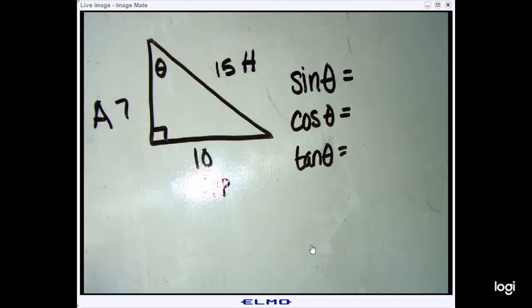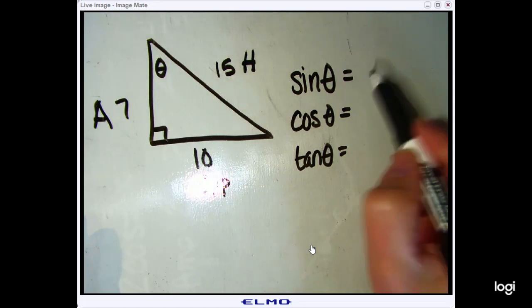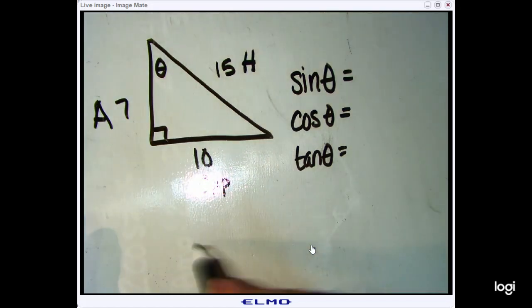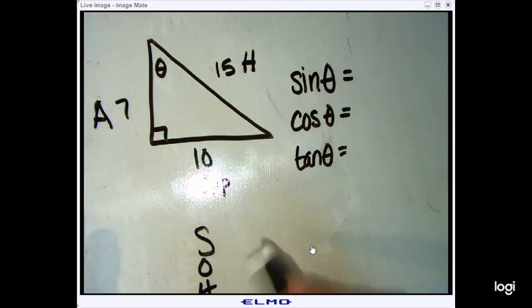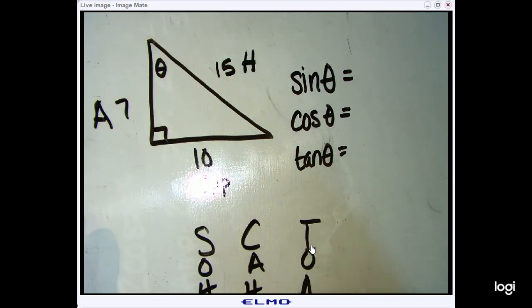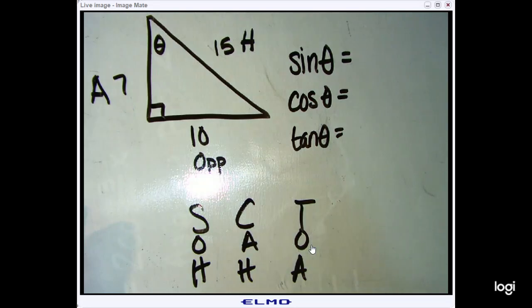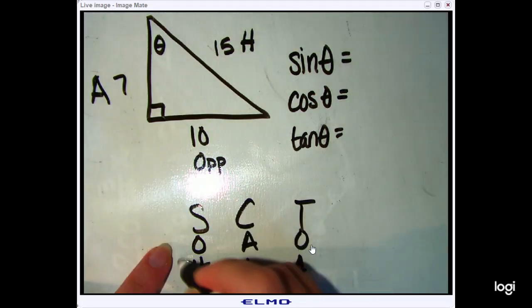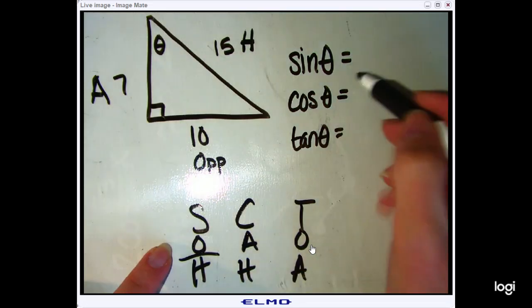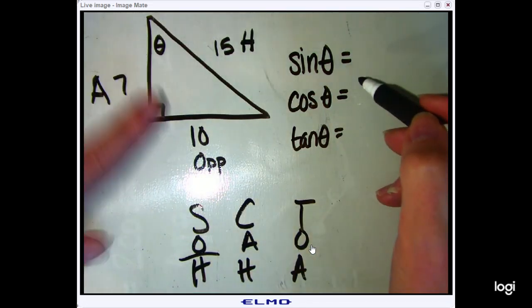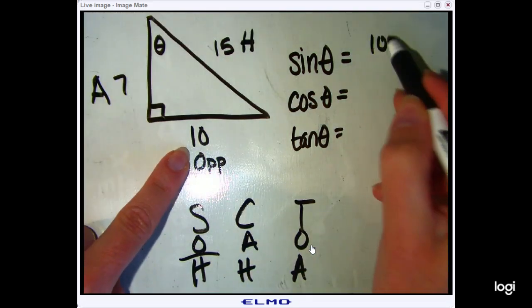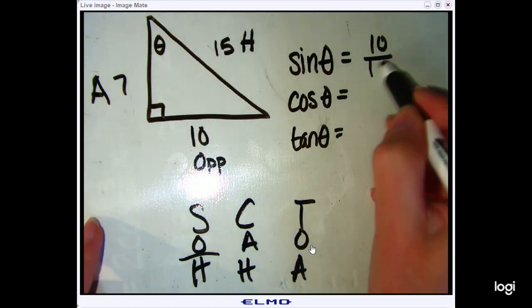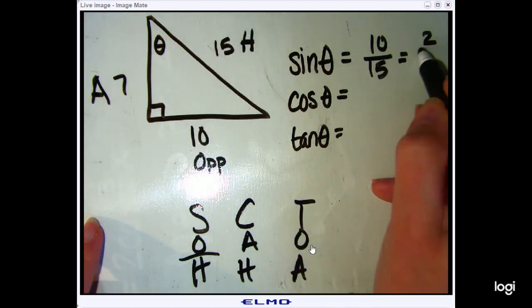And now I'm going to remind myself that we're going to do SOH CAH TOA. Sine says it is the opposite over the hypotenuse. So the opposite side was 10. My hypotenuse is 15. We can go ahead and reduce that to 2/3.